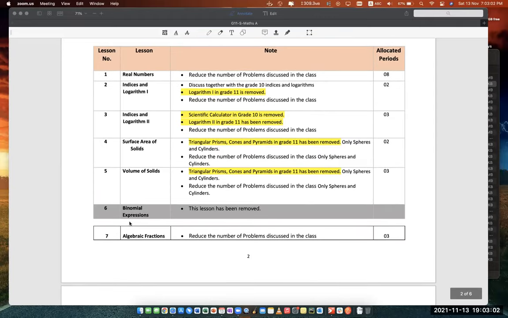All right, so the real numbers, the first lesson, there's not much change. It has just reduced the number of problems discussed. So there's no change in real numbers, and there's not much discussion also.